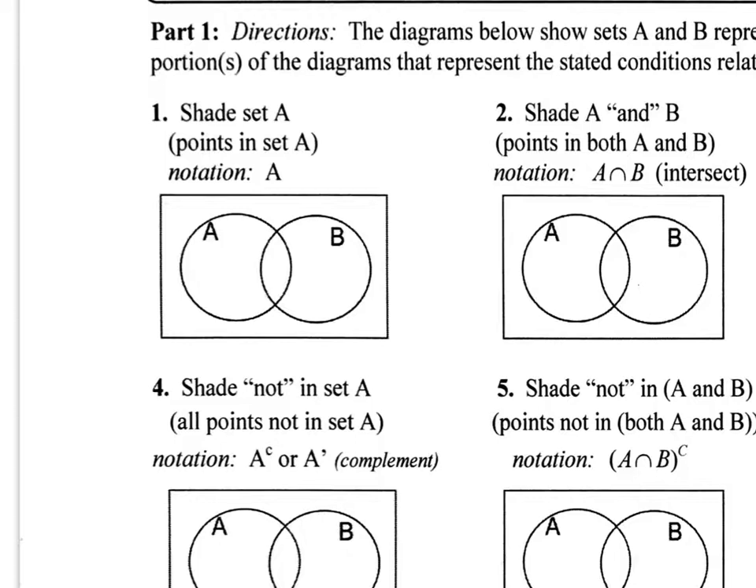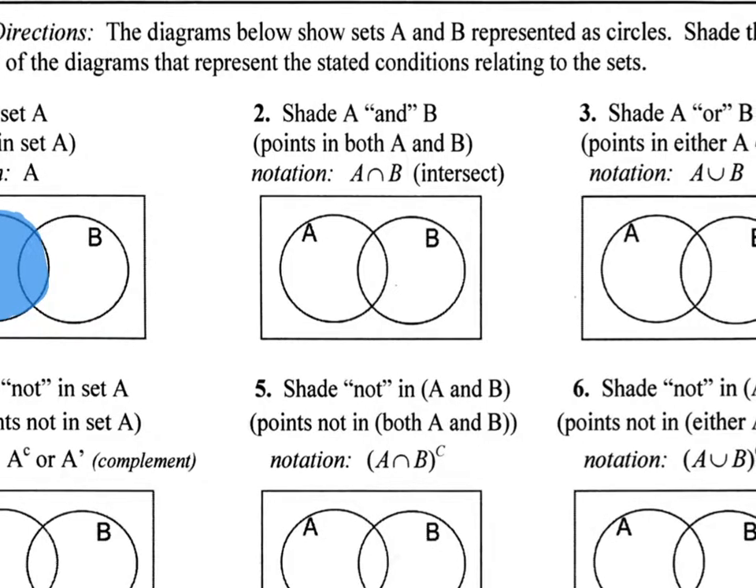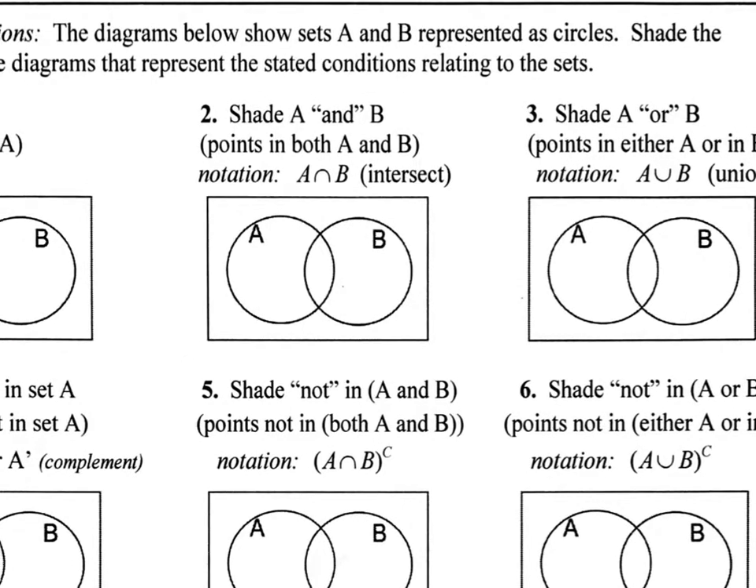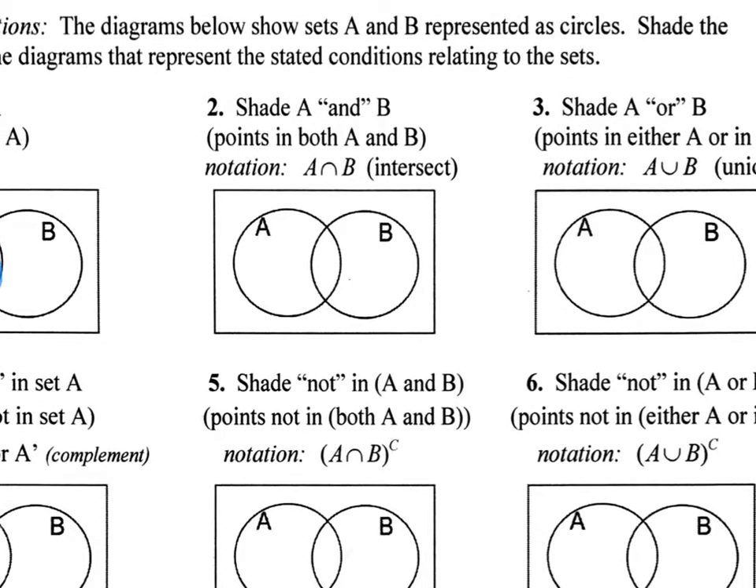So for this one, we just want A. Shade set A. If I shade set A, that's this. That's it, and my awesome coloring job is there. So that shows you A. The next one here, shade A and B. So where do both A and B intersect? If this is A here and this is B, they intersect right here. So intersecting here, as best as I can do, that's A intersect B.